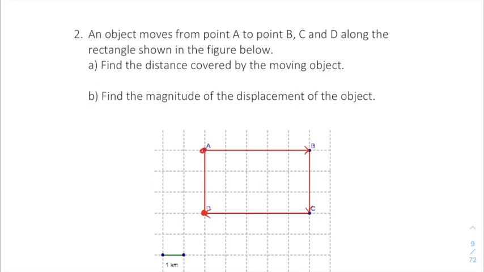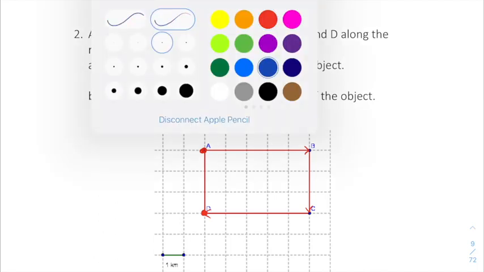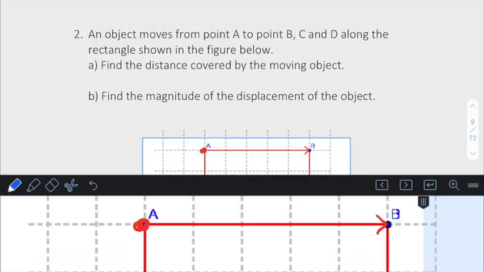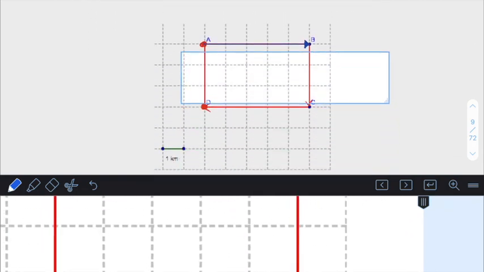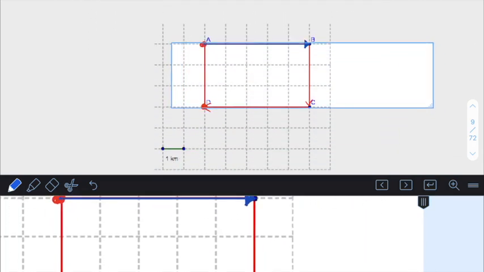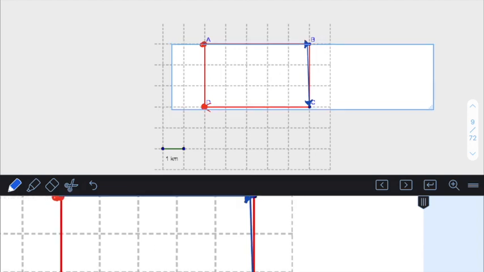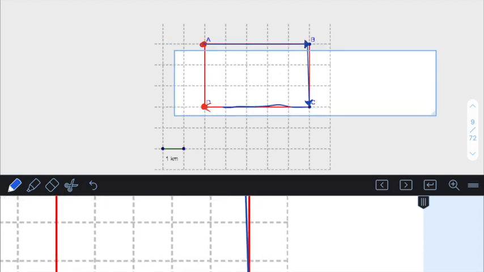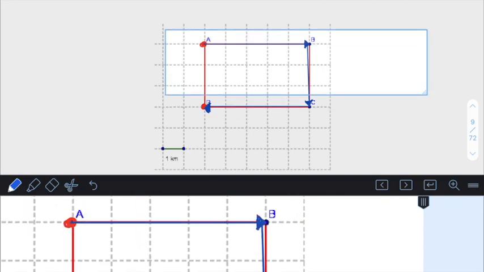So we're going to say that it starts here. I'm going to use a different color than red so that we can see the difference here. And it's going to move from A to B. And then it's going to move in this direction from B to C. And then it's going to move in this direction from C to D. So starting at A and ending at D.